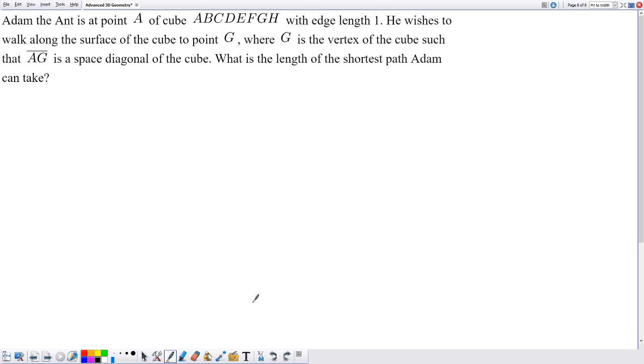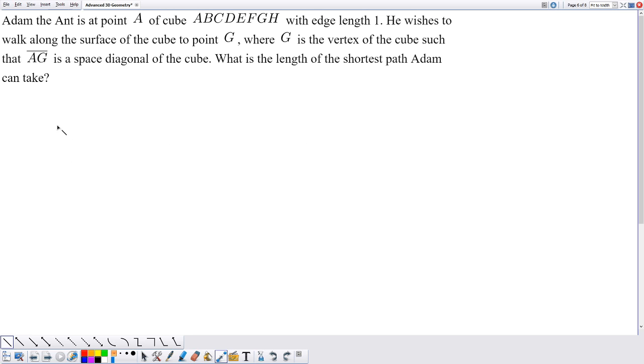Hello everyone. So let's go on to our next 3D geometry problem. Adam the ant is at point A of the cube ABCDEFGH with edge length 1. He wishes to walk along the surface of the cube to point G, where G is the vertex of the cube such that AG is a space diagonal of the cube. What is the length of the shortest path Adam can take?